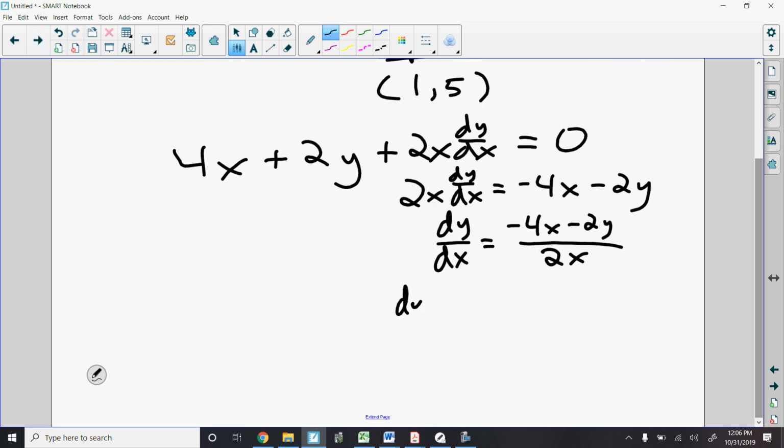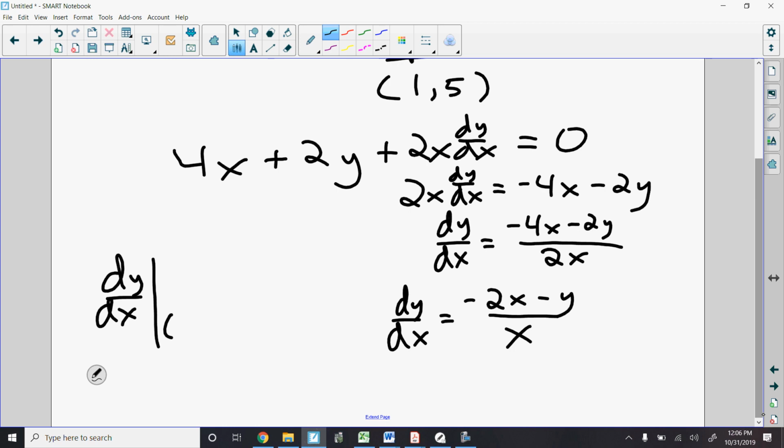I'm going to say dy/dx equals negative 2x minus y over x. Just a little bit easier to handle. Okay, now I've got to plug in the point (1, 5). I'm plugging in the point (1, 5) into this dy/dx. Remember, 1 is going in for x, 5 is going in for y.